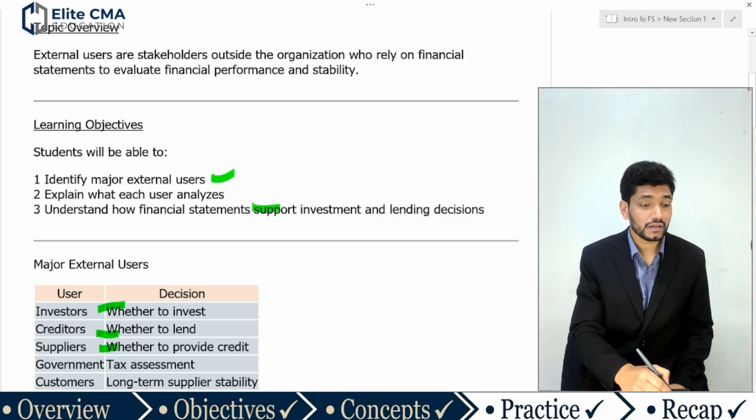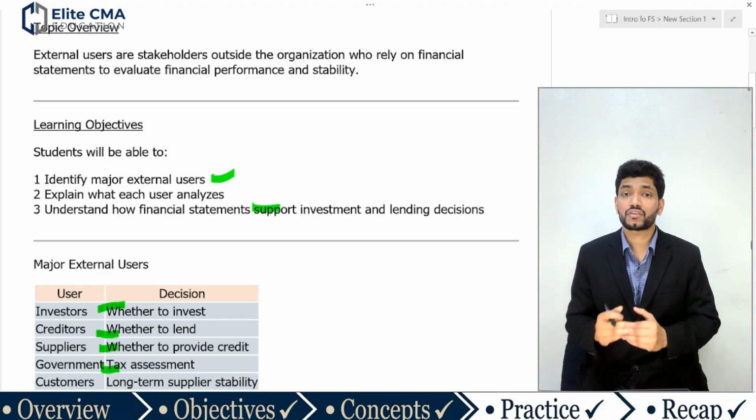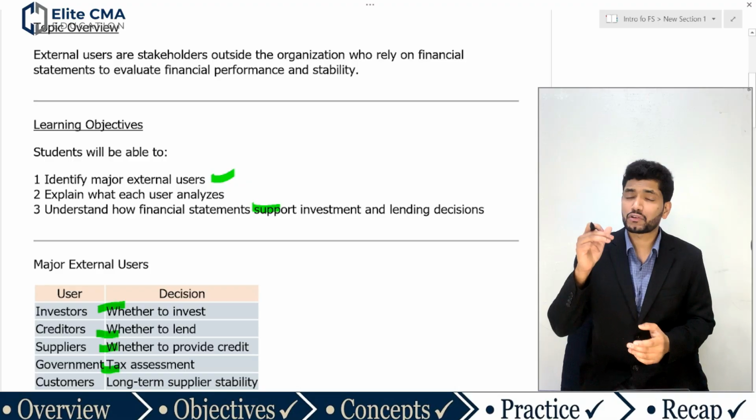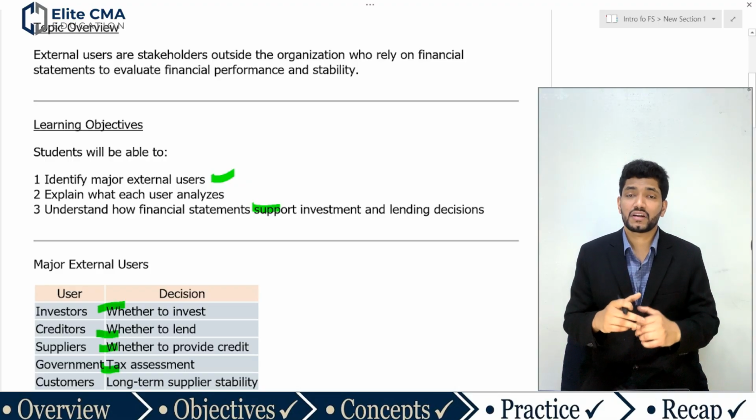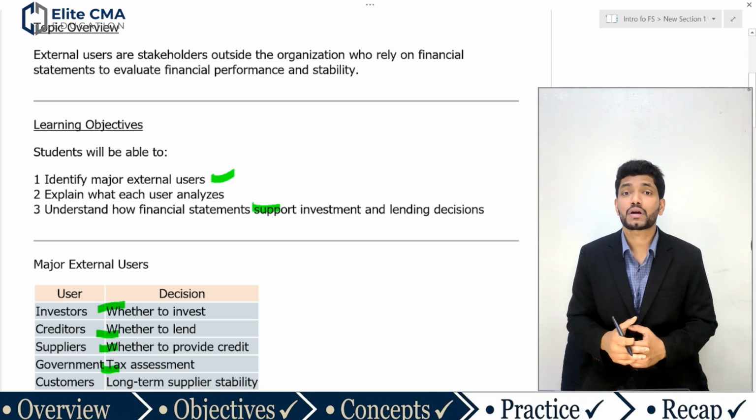Then for the government, it is for tax assessment. The government and regulatory bodies are interested in collecting tax, so they look into how much profit the company generated during a particular period of time in order to collect their tax.